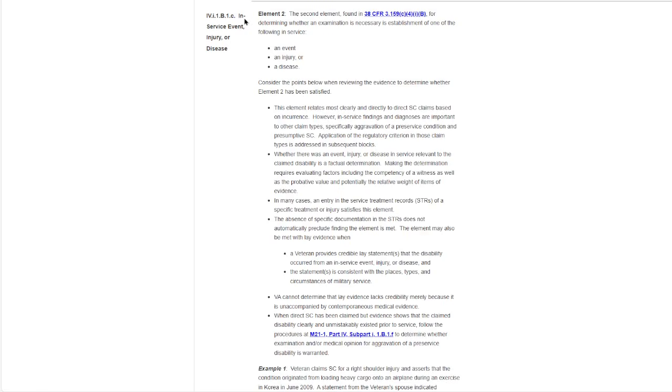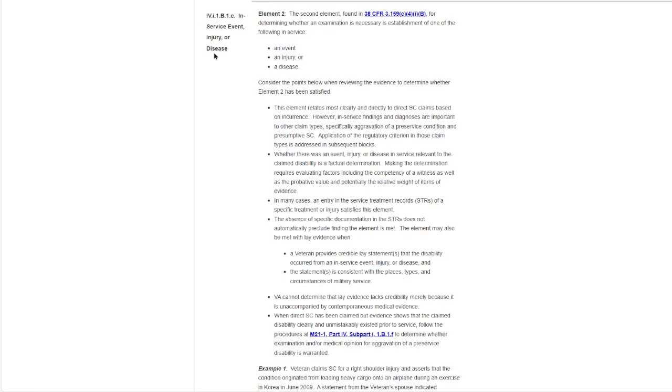And that's primarily what element 2 has to do with: something that links it to service, or service connection. And this is very, very important because a lot of the time element 2 is the hardest thing to overcome. Because if you never went to sick call, it is hard to rewrite history, I guess is the best way to put it.